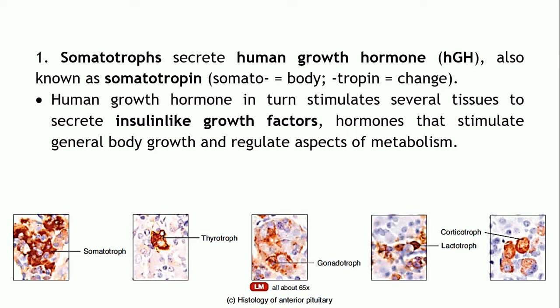Okay. So let us consider one by one what are the different hormones which are produced by the different types of cells. So somatotrophs, these secrete a hormone called human growth hormone, HGH is the accepted short form. It is also known as somatotropin. Tropin, remember why? Because it influences the release of some other hormone. This human growth hormone in turn will stimulate several tissues to produce insulin-like growth factors. So this particular hormone in turn stimulates the body cells to grow. So it aids in general body growth and it also regulates the metabolism of the body cells.